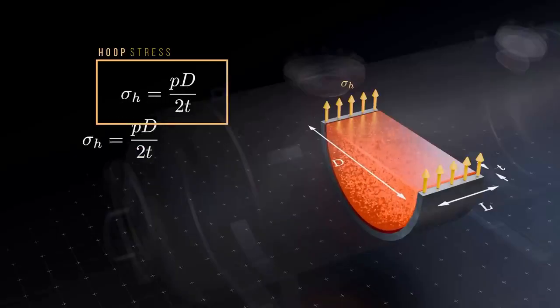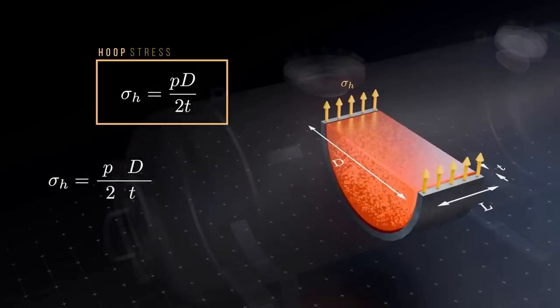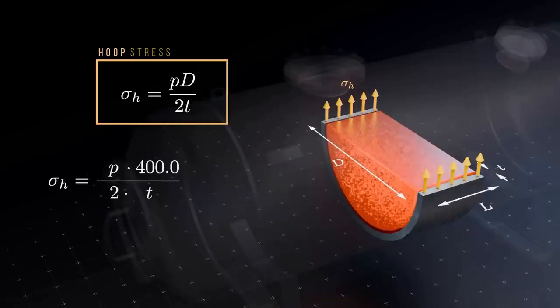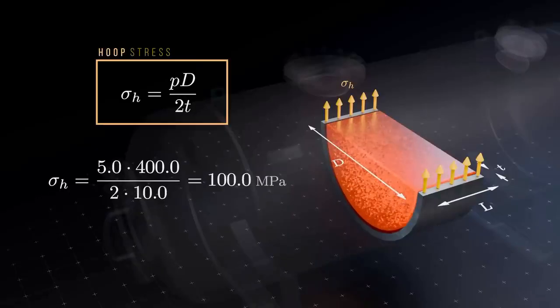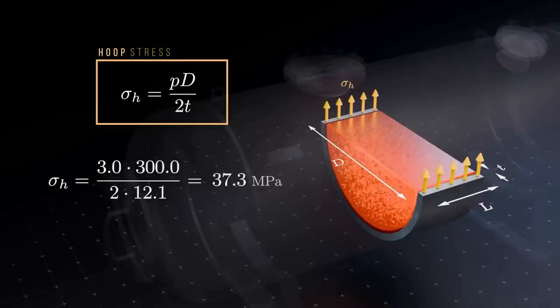A pressure vessel with a diameter of 400 millimeters, for example, that has a wall thickness of 10 millimeters at an internal pressure of 50 bar, which is 5 megapascals, will develop a 100 megapascal hoop stress in its walls. Reducing the pressure, reducing the vessel diameter, or increasing the wall thickness all result in a lower hoop stress.